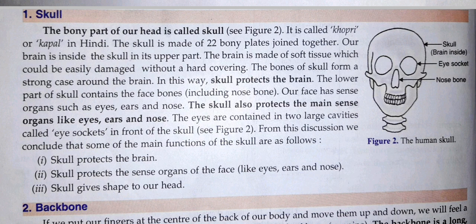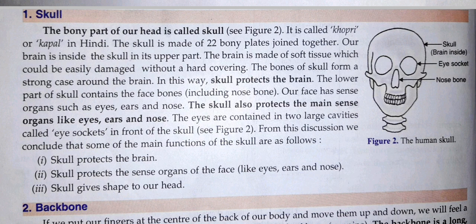The skull is made up of 22 bony plates. In form 5 you had drawn the figure of the skull. Plates you had drawn. So all these 22 bones, it is made up of plates. It looks like plates, all that bones. They are joined together. 22 bony plates are joined together.